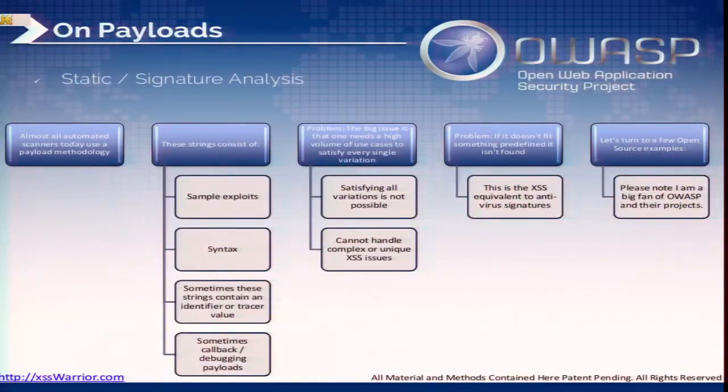Let's see here. So this is basically what signature and static analysis is, and the problems with them. The strings consist of sample exploits. They're fixed syntax. Sometimes these strings contain a unique identifier or tracer value. Sometimes they have callbacks, debugging to be able to validate. The problem is that they can't satisfy a lot of different conditions.